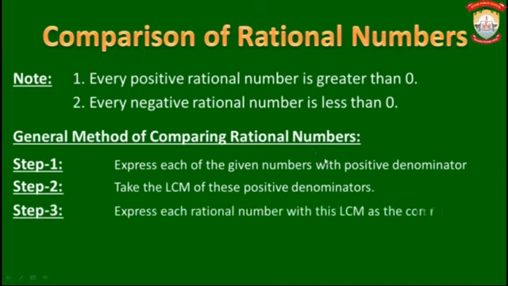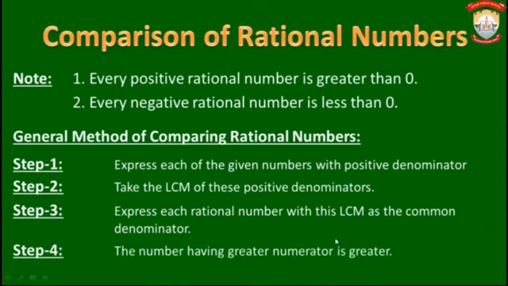Step 3. Express each rational number with this LCM as the common denominator. This means that we will make the denominators of each rational number the same as the LCM we calculated in step 2. Step 4. The number having the greater numerator is greater. In this way, we can find greater and smaller rational numbers among the given rational numbers, or if required, we can also arrange them in ascending or descending order.